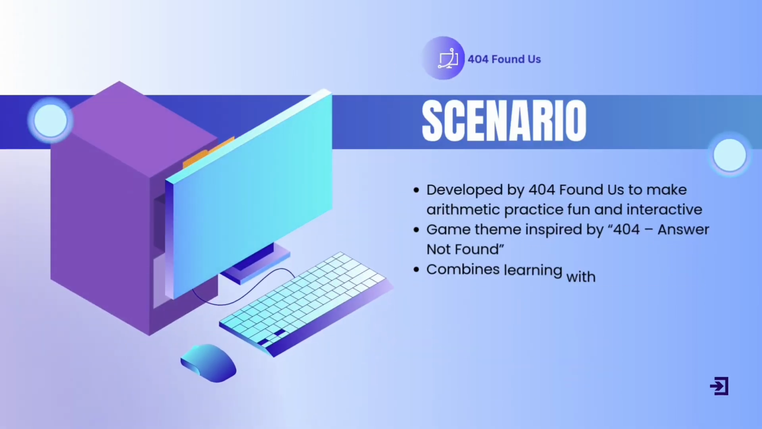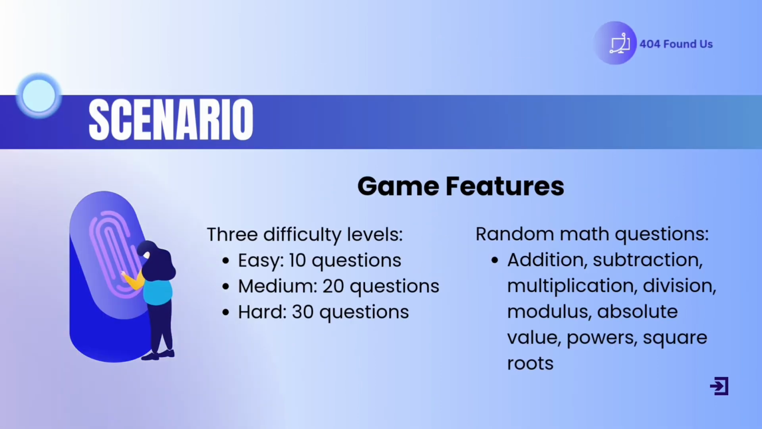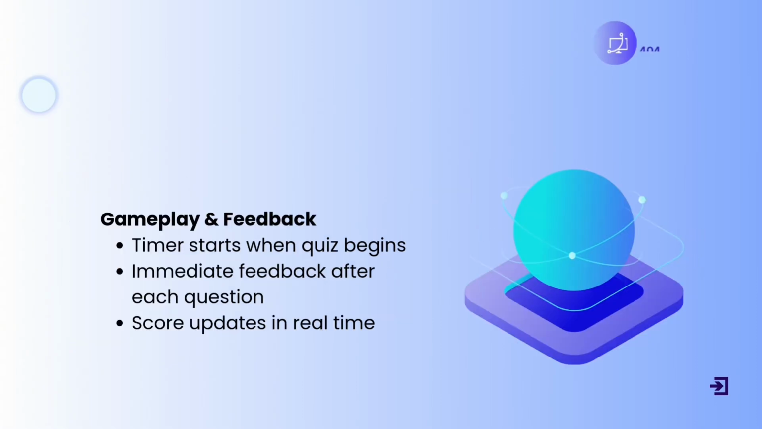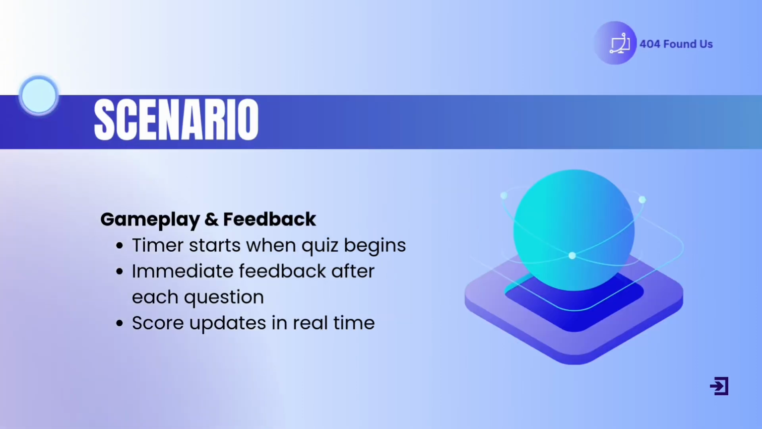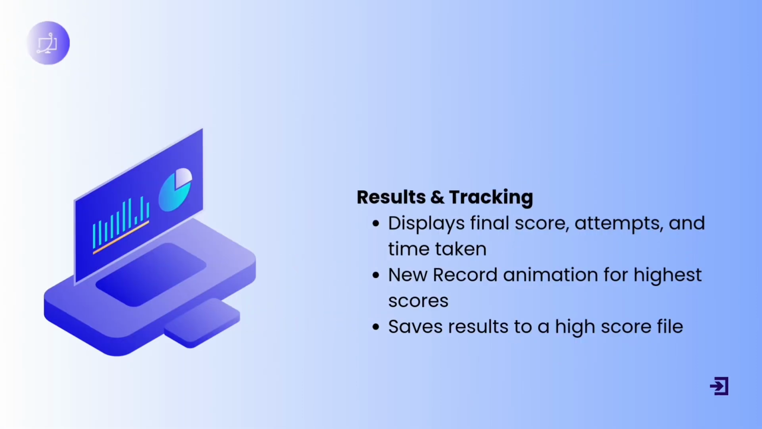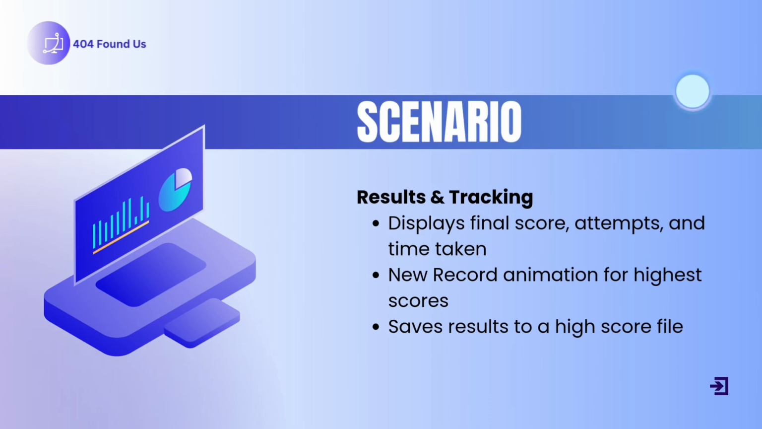Scenario. Our game, developed by 404 Founders, is designed to make arithmetic practice fun and interactive. The game has 3 difficulty levels: easy with 10 questions, medium with 20, and hard with 30. Questions are randomly generated and cover addition, subtraction, multiplication, division, modulus, absolute value, powers, and square roots. When the quiz begins, a timer starts immediately, and players receive instant feedback. At the end, a score table shows if you hit a new high score, a new record animation celebrates your achievement, and your result is saved for future reference.